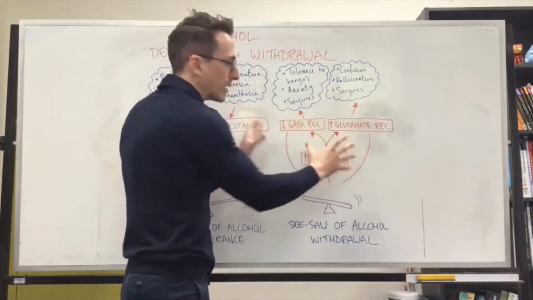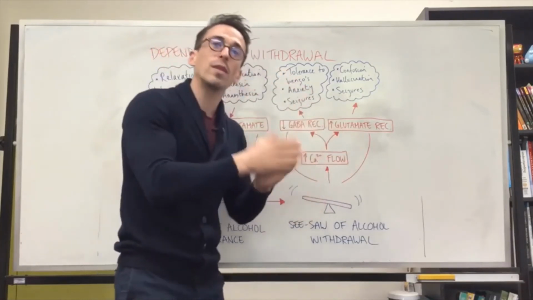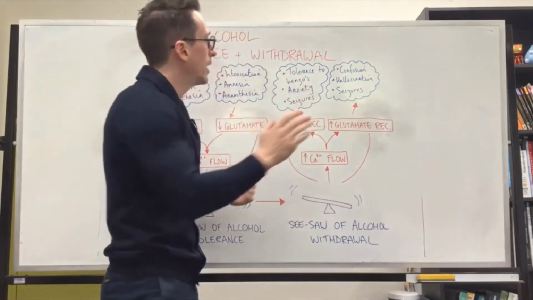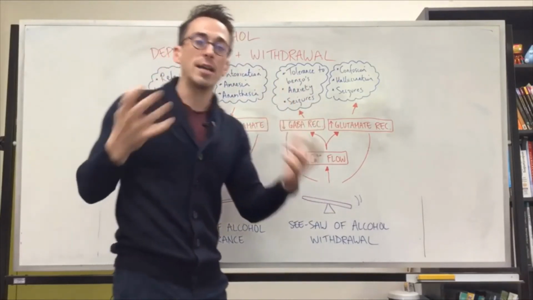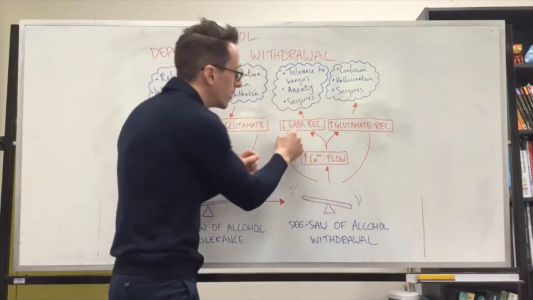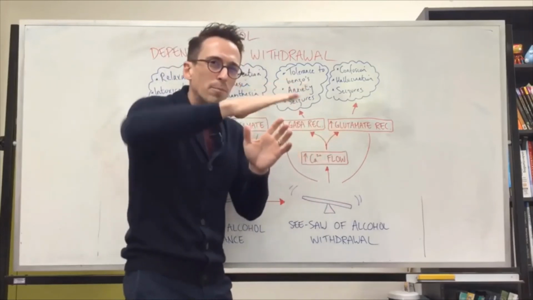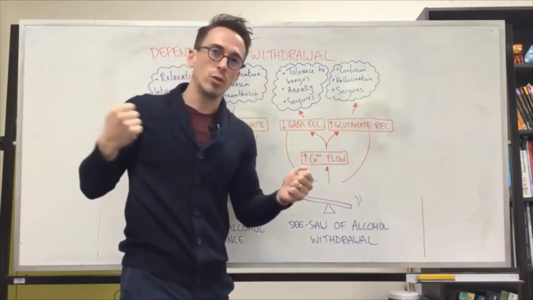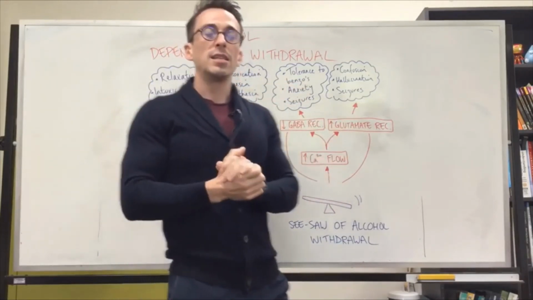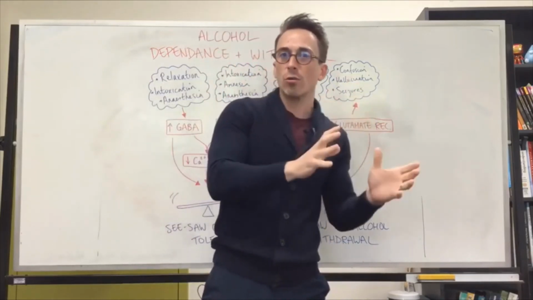And so one of the ways that individuals are dealt with when they are being withdrawn from alcohol is through benzodiazepines, for example, because they bind to these receptors and help balance that seesaw out in the withdrawal phase. So this is a quick run through of alcohol tolerance and withdrawal.